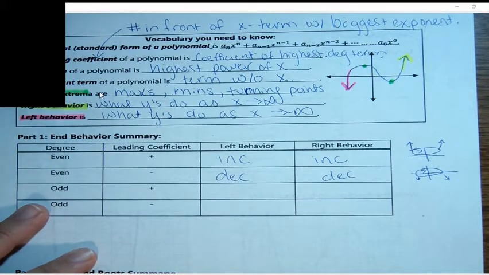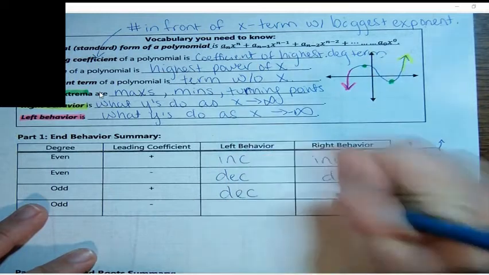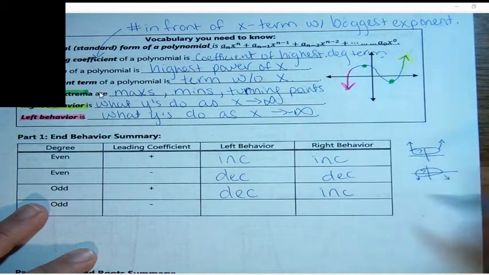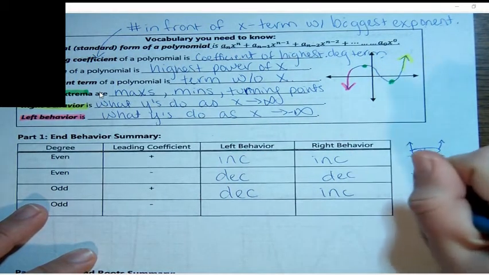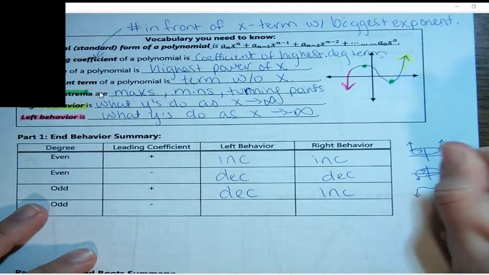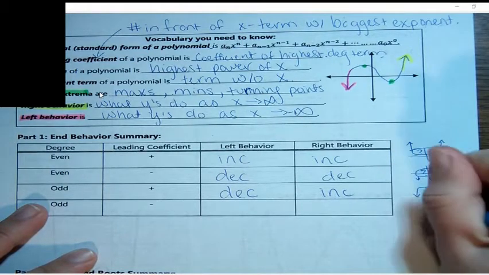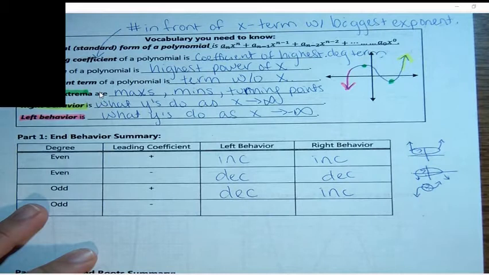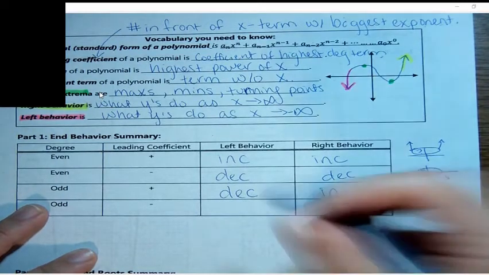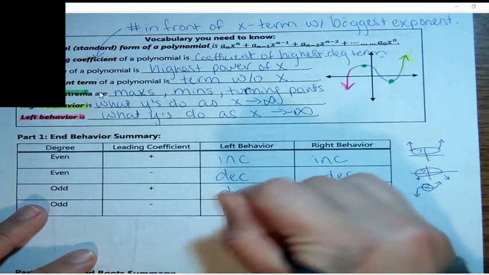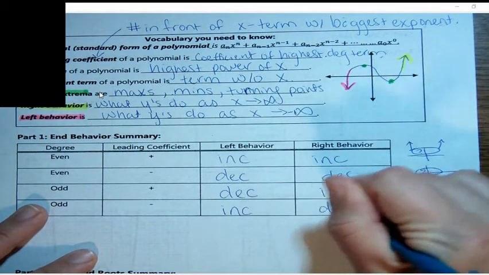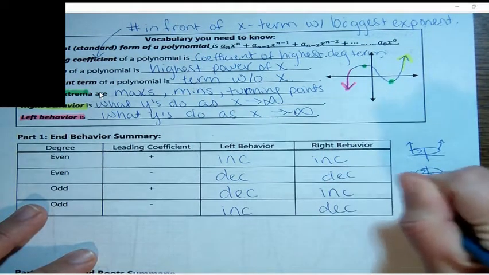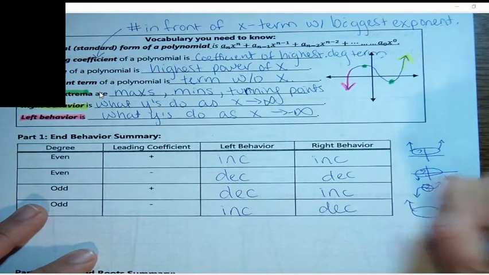If it's odd, it's going to start decreasing and then go increasing. So it's going to go down and then up. And we don't really know what happens in the middle. Something else could happen. And then if it's odd, but the leading coefficient is negative, it's going to do the opposite. It's going to increase and then decrease. Okay, so it's going to be going up. Something happens, goes down. Okay.